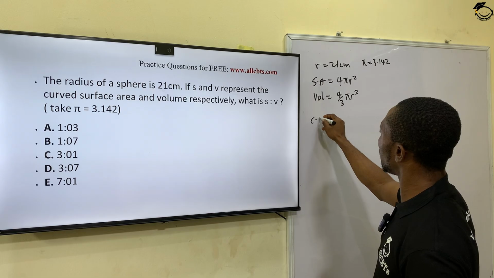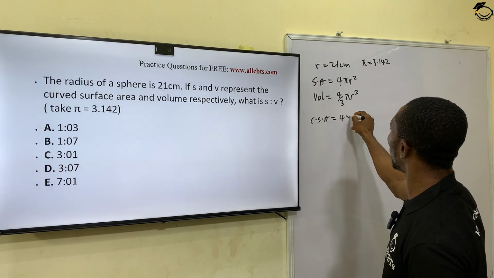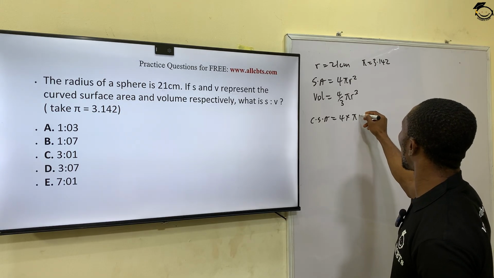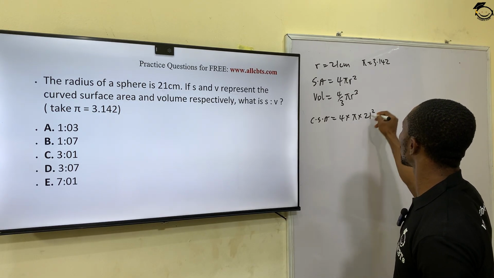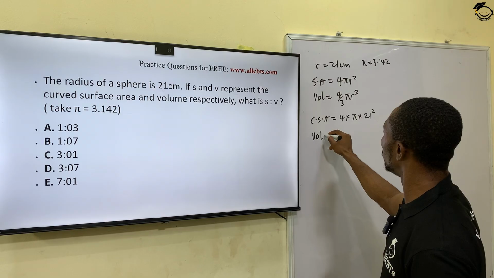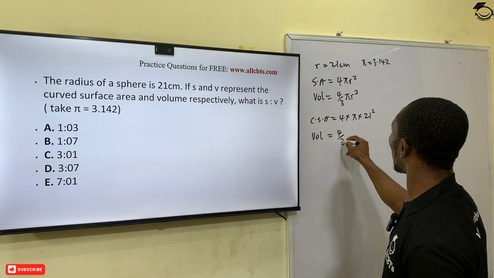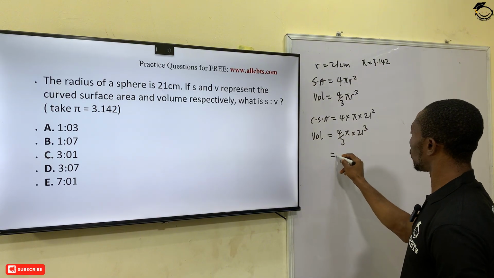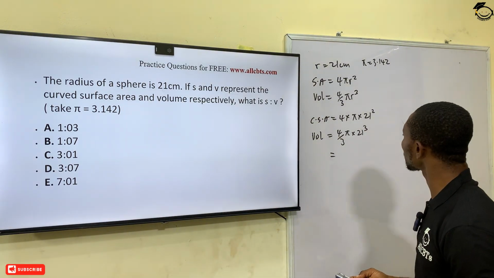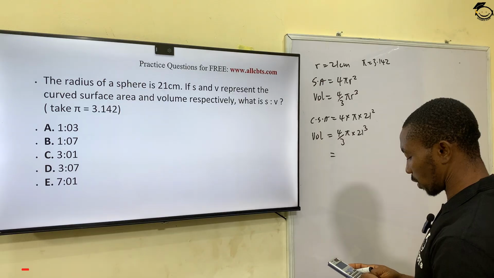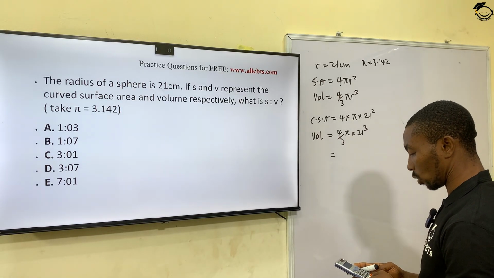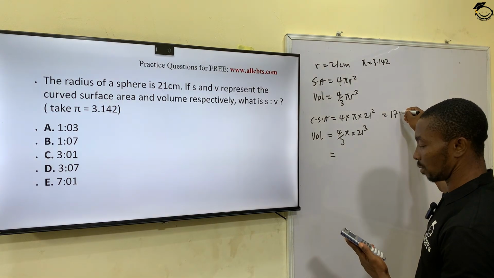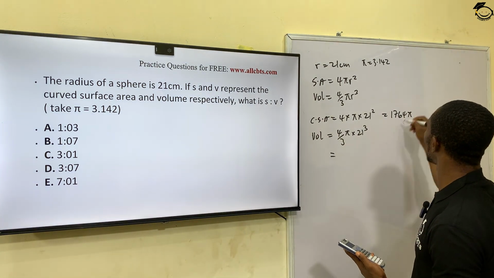Our curved surface area would be 4 times 3. Okay, let me keep it in terms of pi times 21 squared. And our volume would be 4 over 3 pi times 21 cubed. Now this we would have as 4 times 21 times 21 would give us 1764 pi.